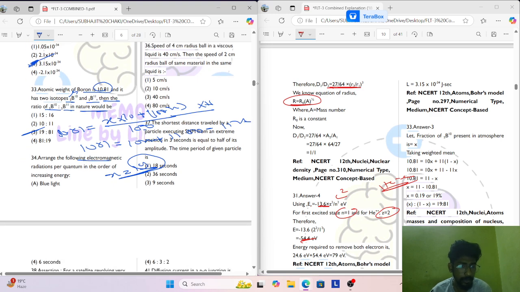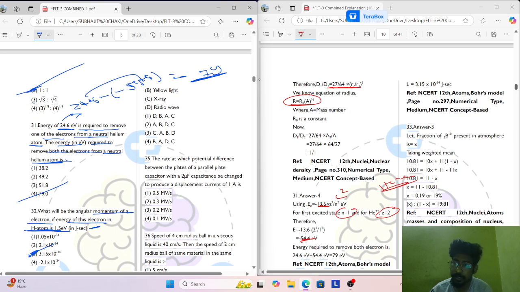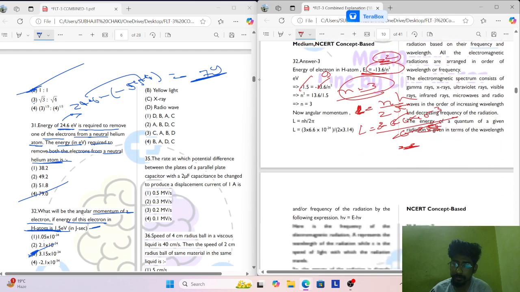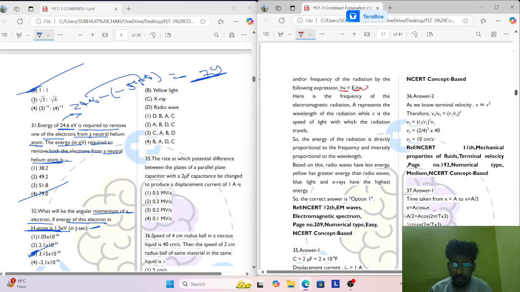Arrange the following electromagnetic radiations per quantum in order of increasing energy. Energy is given by the formula h nu, E equals h nu. More the lambda, less the nu. More nu means more frequency, which means more energy.